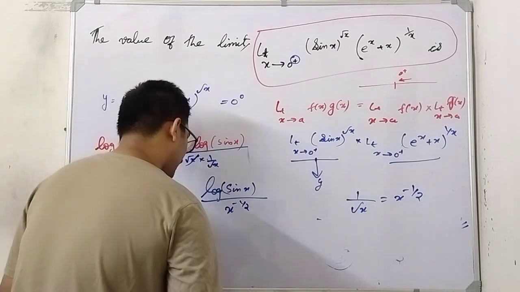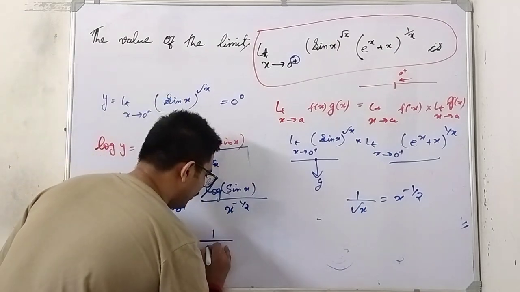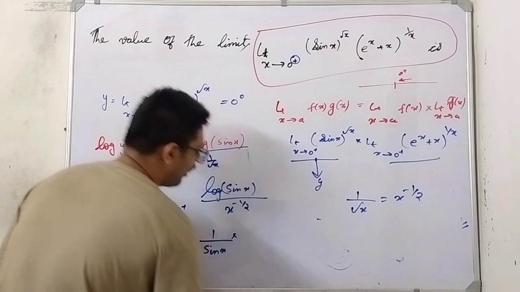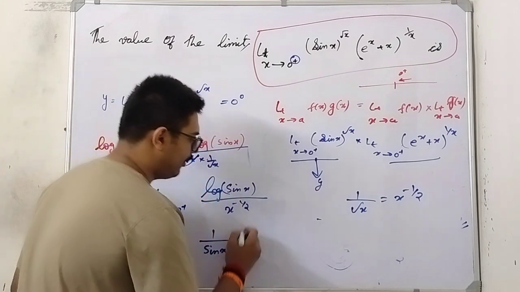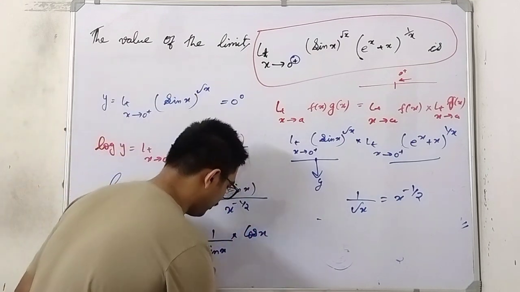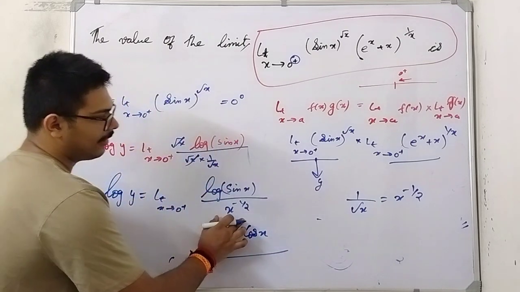What is the derivative of log x? Log x will be 1 by x. And according to chain rule, what is the derivative of sin x? Derivative of sin x is cos x, divided by what is the derivative of x raised to n?